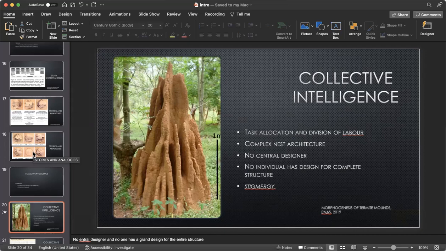They farm this fungus and derive food and nutrients from it. And it's a very complex nest architecture. Again, very similar to human societies. And what's interesting is, even though there is a queen, there is no central designer. No individual termite or individual ant has the design for the complete structure.